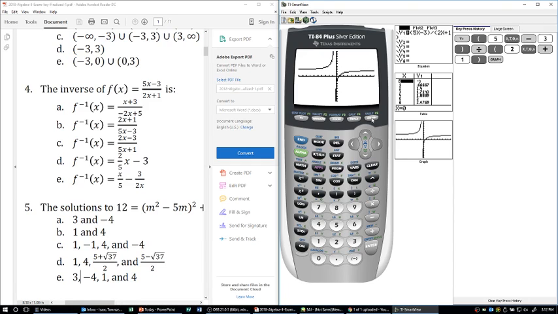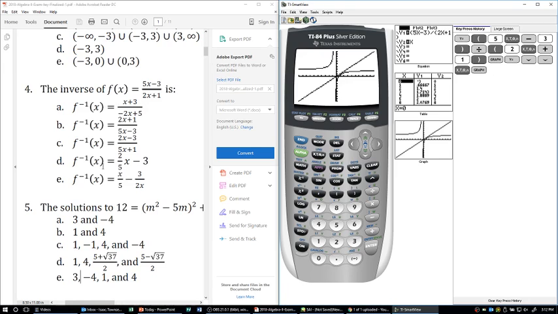Now, one of the characteristics of inverse functions is that they have a line of symmetry at y equals x. So I'm actually going to also graph y equals x on the same screen. And so if I take this function and flip it over this line, that's going to be the inverse.